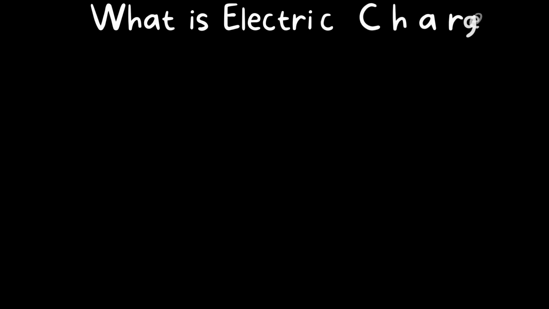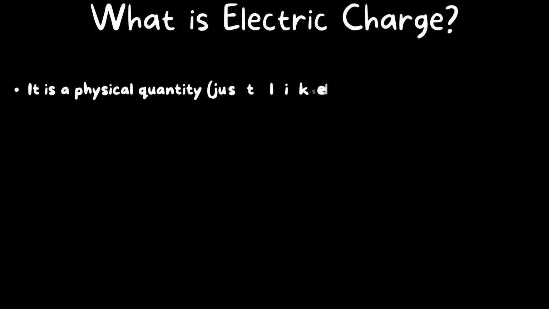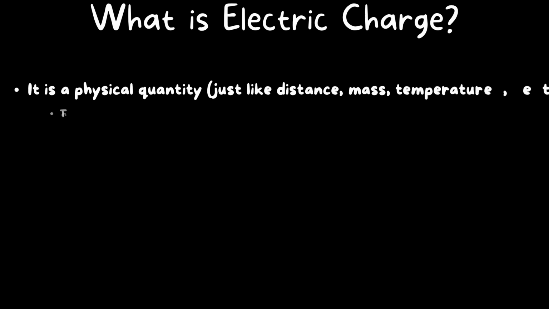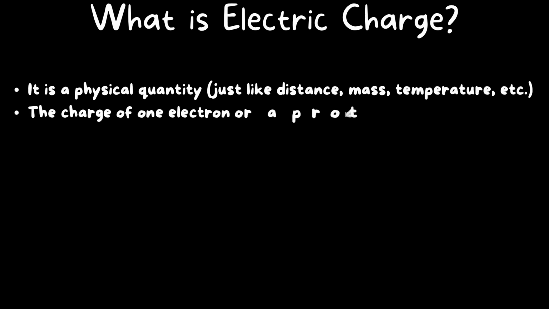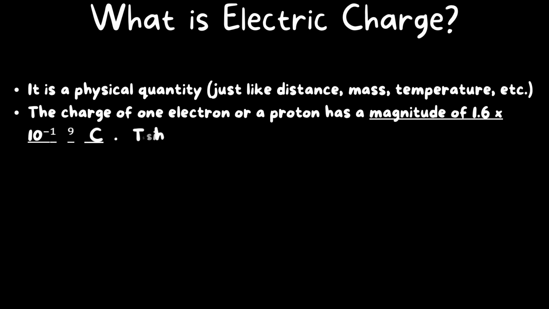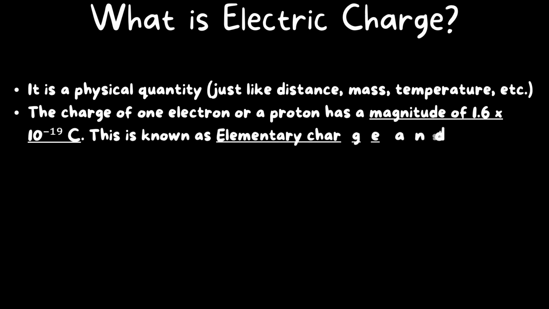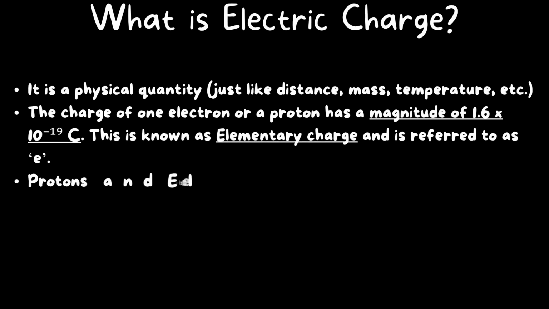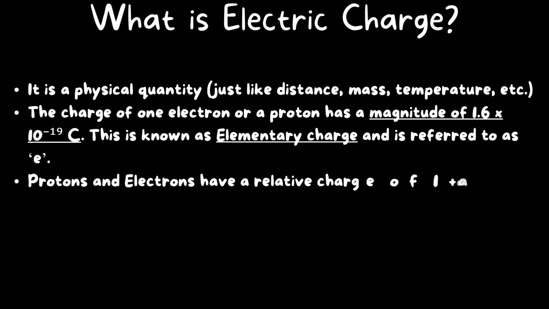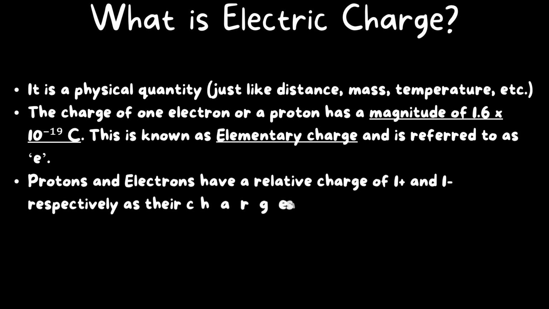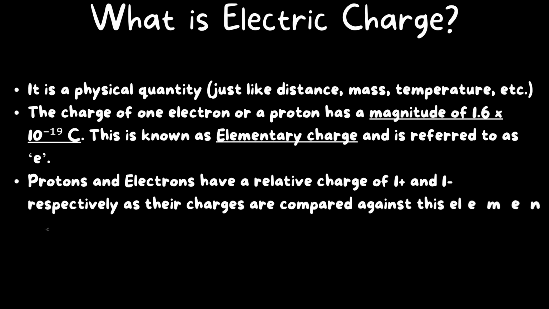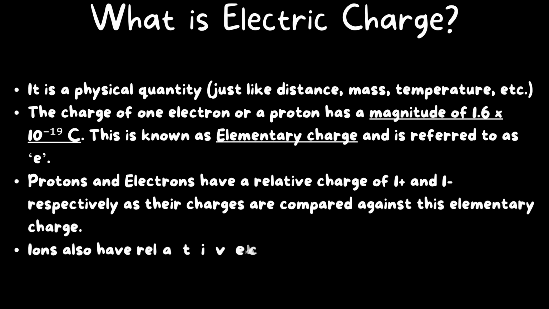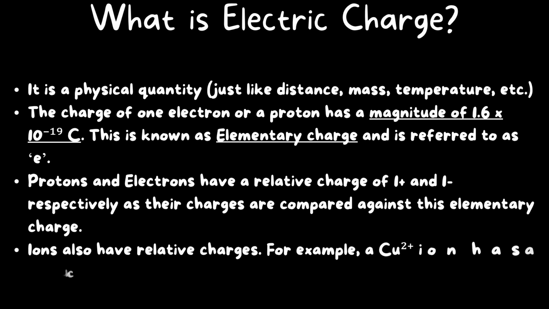Electric charge is just a physical quantity, like distance, mass, temperature, etc. And the charge on one electron or a proton has a magnitude of 1.6 times 10 to the minus 19 coulombs. This is known as elementary charge and is referred to as e. Now, protons and electrons have a relative charge of +1 and -1 respectively, as their charges are compared against this elementary charge. And ions also have relative charges. So for example, a copper 2 plus ion will have a charge of 3.2 times 10 to the power of minus 19 coulombs.